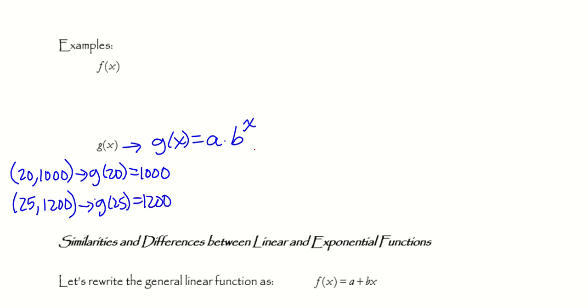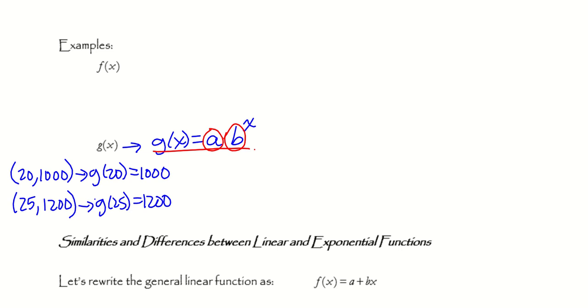I'm going to plug that information into my general function. To get an equation for g of x, I need to know what a is, I need to know what b is. Those are 2 unknowns. To find 2 unknowns, I need 2 equations. Each point is going to give me an equation. For exponential, I'm going to divide instead of subtract. But like in subtraction, I would rather divide a bigger number by a smaller number than the other way around.